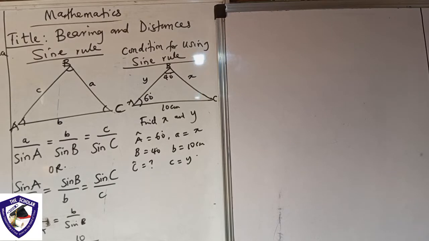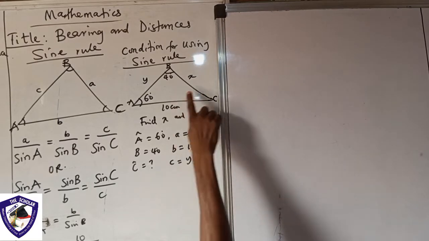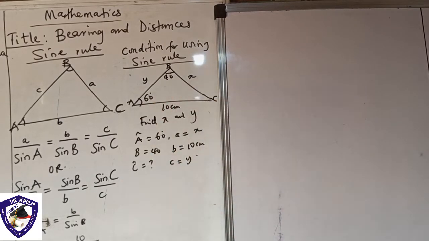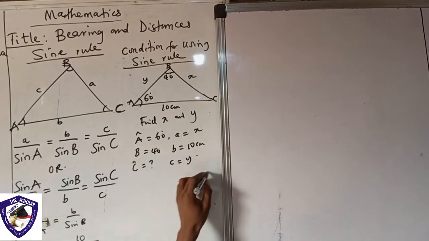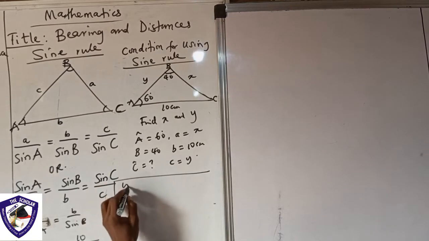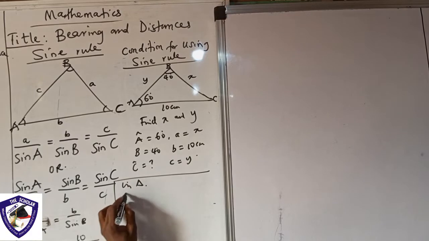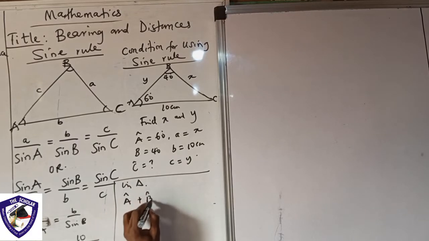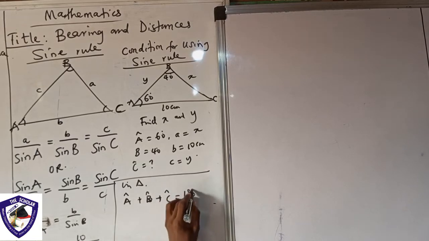Similarly, if I've gotten that, then I can get my y. Remember that this is a triangle. And we know that in a triangle, our angle A plus angle B plus angle C is equal to 180 degrees.